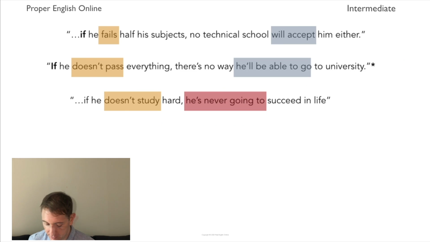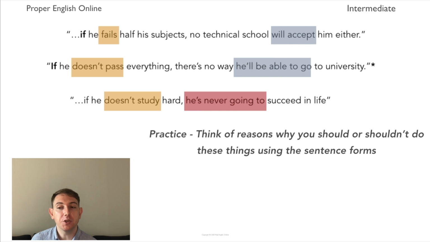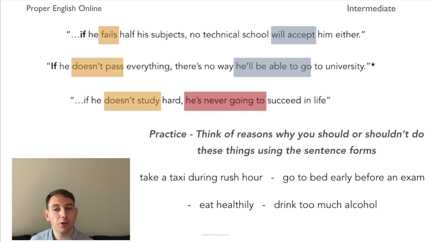So, let's move ahead, guys. Think of reasons why you should or shouldn't do these things. These things I'm going to write below using the sentence form. So, first one, take a taxi during rush hour. Why shouldn't you take a taxi during rush hour? Another one, go to bed early before an exam. Why should you go to bed early before an exam? Another one, eat healthily. Why should you eat healthily? And one more, why should you or shouldn't you drink too much alcohol? That's your choice, all right? So pause this video and think, what reasons can you think of why you should or shouldn't do these things?